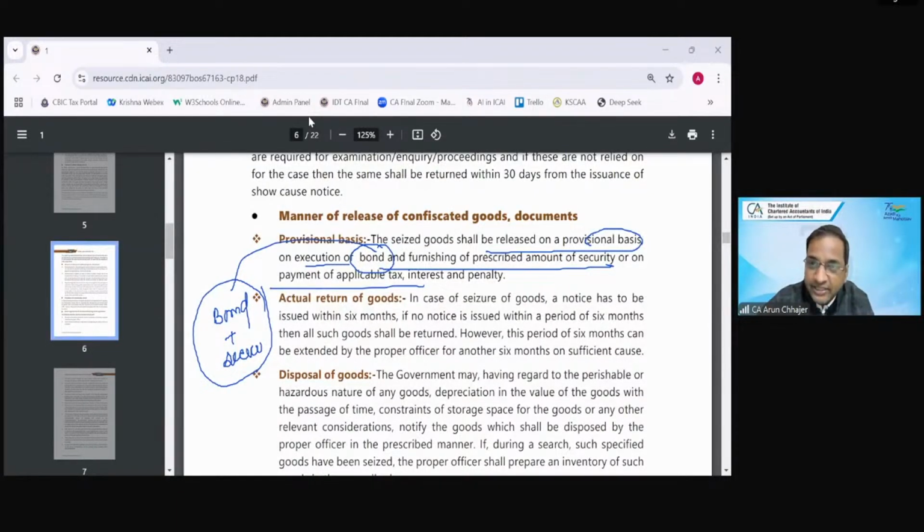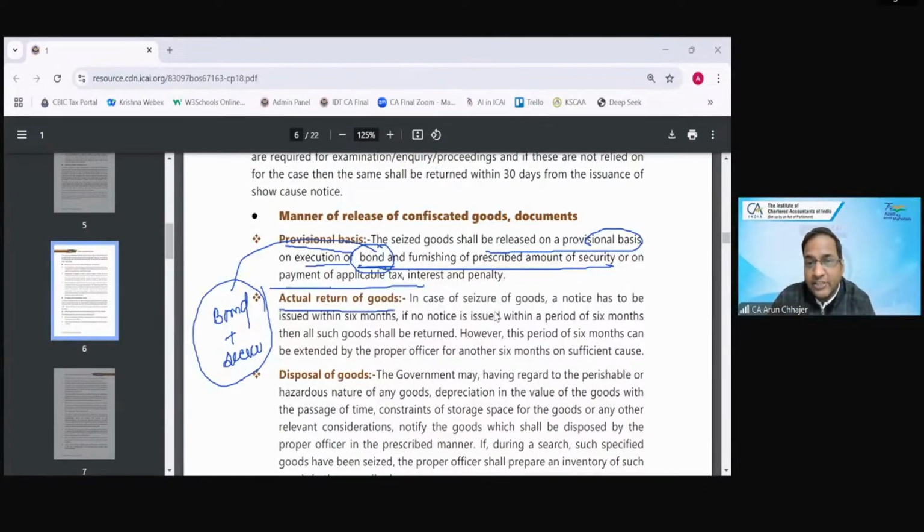कितना परसेंट सिक्योरिटी देना पड़ता है? Can you tell me how much percentage the security is to be given? कितना परसेंटेज उसको देना पड़ता है? Answer is 25%. Very nice. तो गुड्स प्रोविजनल बेसिस पर रिलीज किए जा सकते हैं, the person has been given the bond and security, or he is making the payment of applicable tax, interest, penalty.